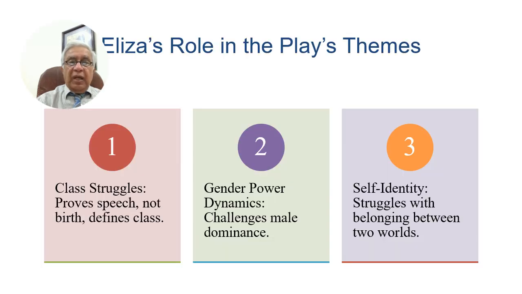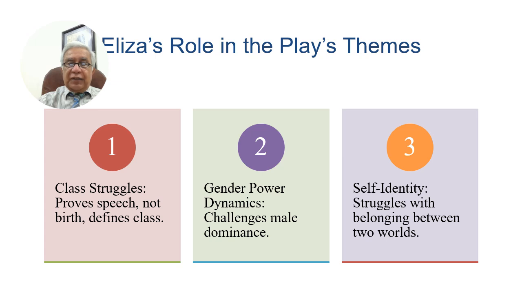Eliza's role in the play, you see, is a class struggle. She proves that speech, not birth, defines the class. It is very important here to understand that it is the matter of speech, as the drama speaks out, which can show your class, not the birth. So birthright of the class is not there. It's the way you speak, you talk to people and listen to people. Same is the case with gender power dynamics also. Here a lot of challenge has been offered to male dominance and has been rejected in a way.